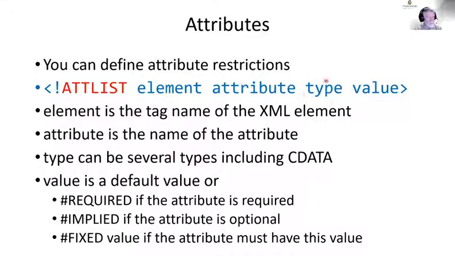What kind of data is going to be in that attribute? Remember that attribute values are always inside quotes. And then here is a default value for that. The value can also be several types. Pound REQUIRED means you have to have this attribute. Every element that appears in the XML file must have this attribute, or you get an error. IMPLIED says it's optional. FIXED value means it's got to have that value. CDATA is the most popular type that you'll see here.